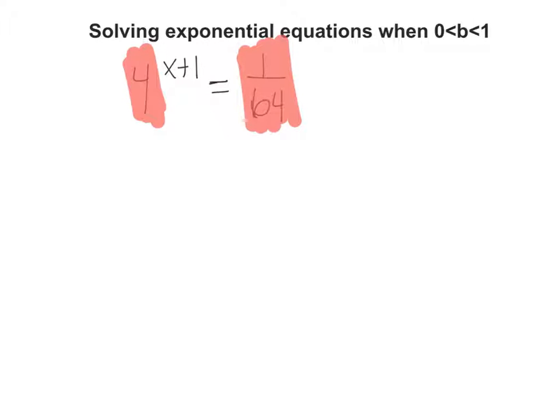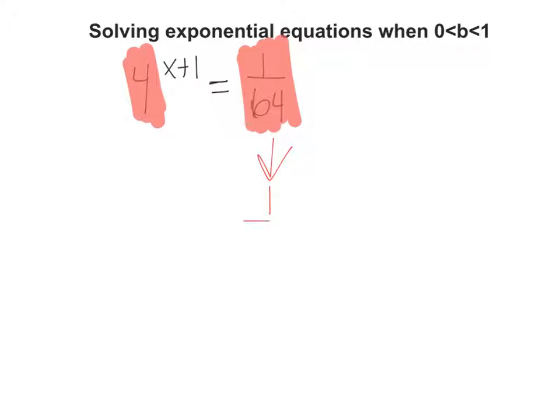So we want to go ahead and turn 1 over 64 into a nice whole number base so that we can compare. So we first have to ask ourselves, if this first base is 4, is there anything with a base of 4 that will give us 64? And that answer is yes, there is. 4 to the third power will give us 64.